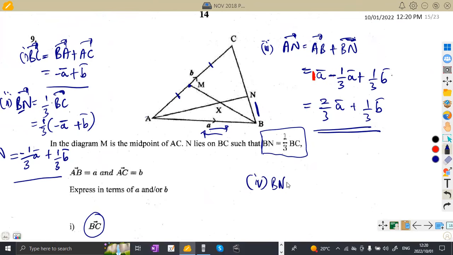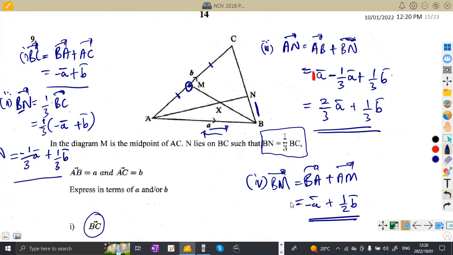Item 4. So from B to M, which route are you going to take? Remember, we're told that M is the midpoint. So I want to move from B to M. I can simply move from B to A, then A to M, because it's just half there. So it's BA plus AM. From B to A, I'm opposing the arrows, so it's negative A, plus AM, which is half of AC, which is just half of B, because it said it's the midpoint, so it's just a half consideration. Okay, so we have our B to M.